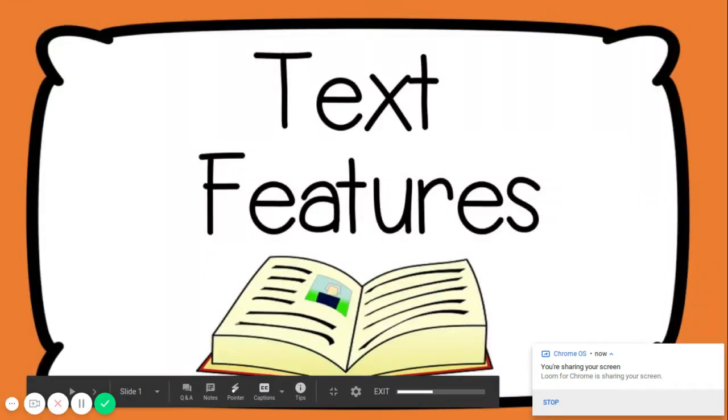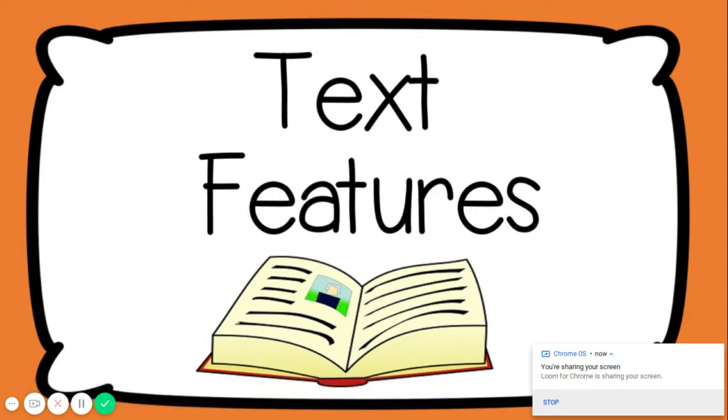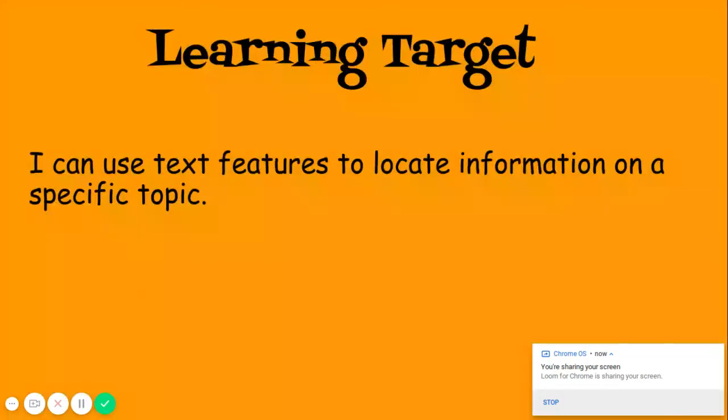Today, we are starting a nonfiction unit in reading and writing, and you will choose an animal that you want to research, and you will be working on it during reading and writing each day. I want to start off by discussing different text features that authors include in a nonfiction text. Our learning target today is I can use text features to locate information on a specific topic.